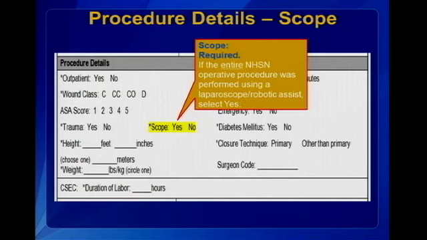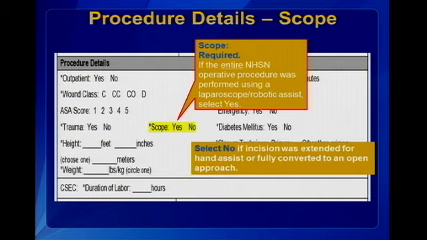Scope. This is if the entire NHSN procedure was performed using a laparoscopic or robotic assist. And so that's when you'd say scope yes as one of the risk factors. No if it was extended for hand assist. There are some huge extensions they do now, and they take a lap site and they open it up to 3 inches long and put in these wound protectors and hand assist. So you have the surgeon actually putting their hand completely into the colon and pulling things out. Well, now that would be a scope no, because you actually have an incision. It's no longer just a laparoscopic procedure.